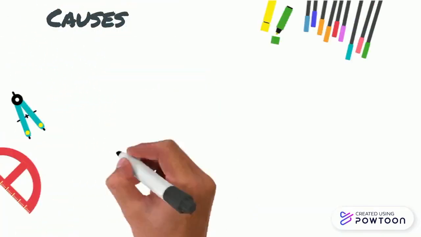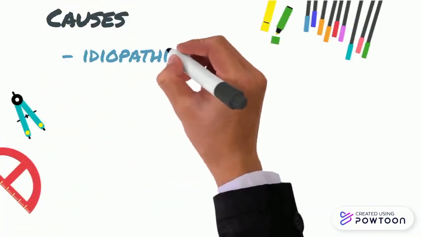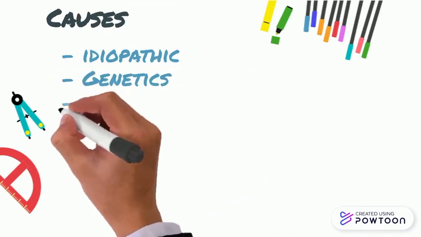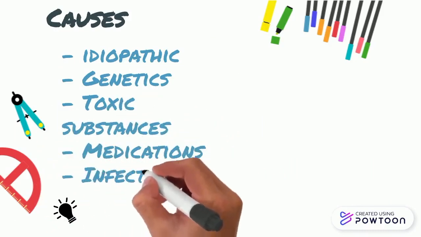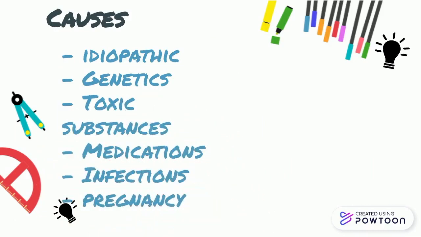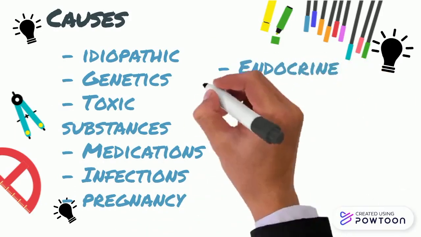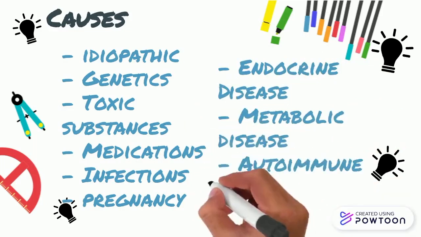Though most cases of dilated cardiomyopathy are idiopathic, meaning they're unsure of the cause, there are common risk factors that can be seen. So certain genetics, toxic substance abuse, including cocaine, alcohol, certain medications, infections, including myocarditis. Pregnancy has also been associated with DCM, along with certain endocrine, metabolic, and autoimmune diseases.